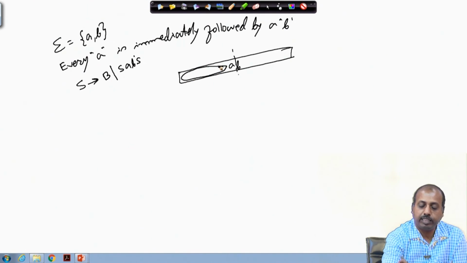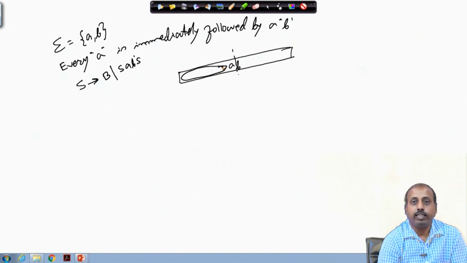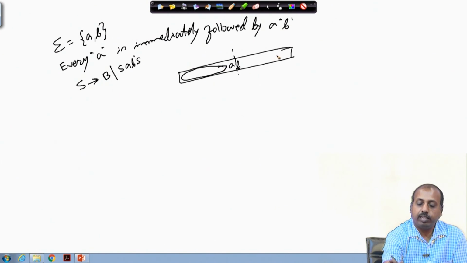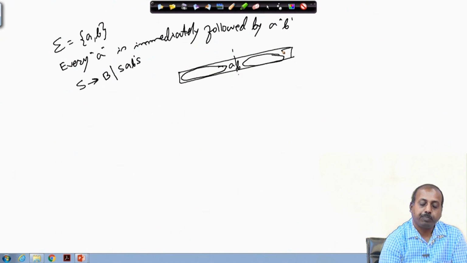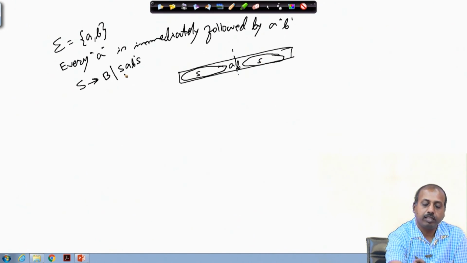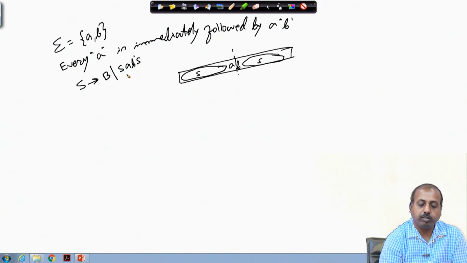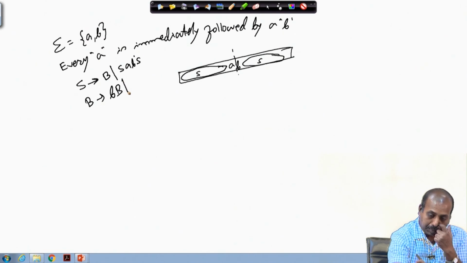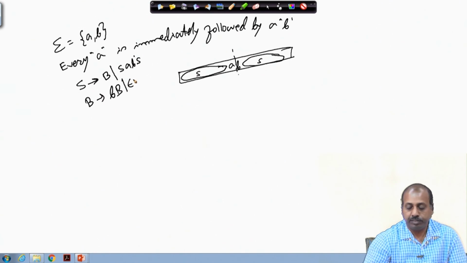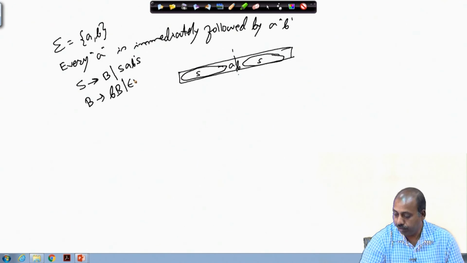So, this part can be any string over A and B such that A is followed by B. Similarly, this part also I can have any string of A and B such that A is immediately followed by B. So, this is also of type S, and this is also of type S. So, we can write it like this: S producing S A B S, where this B can be any number of B's. That string can be generated by B B or epsilon.